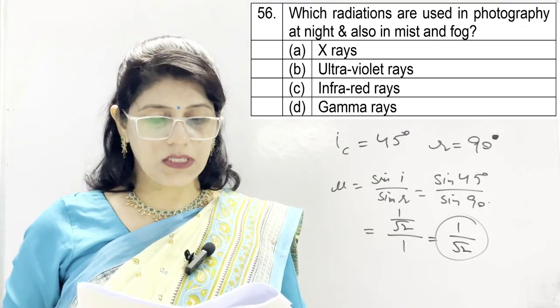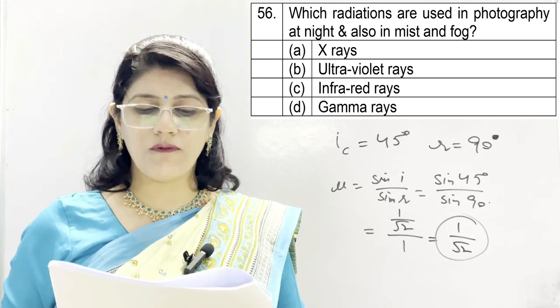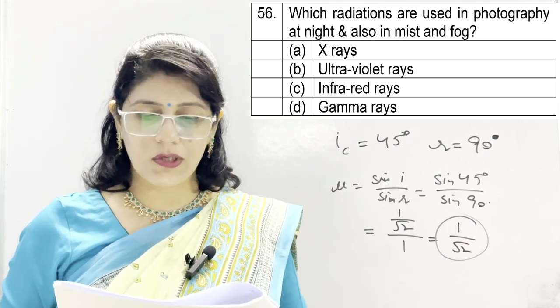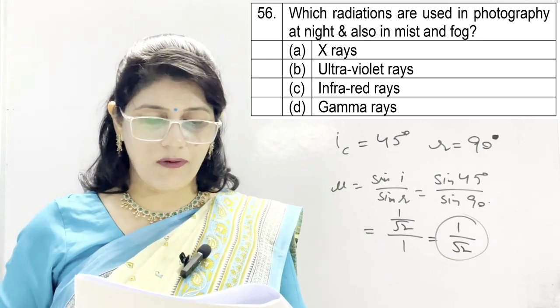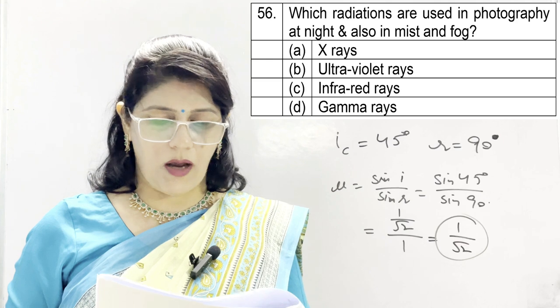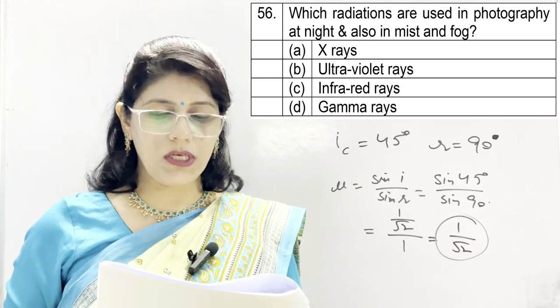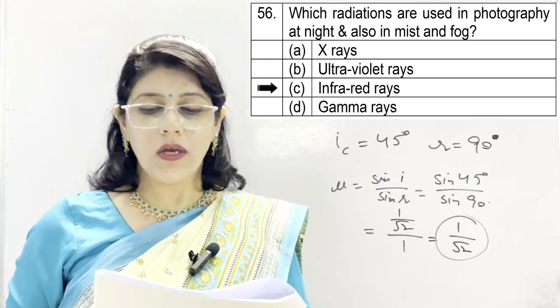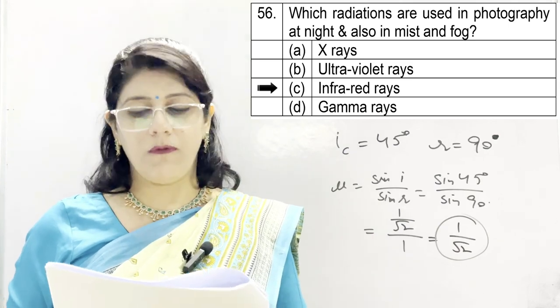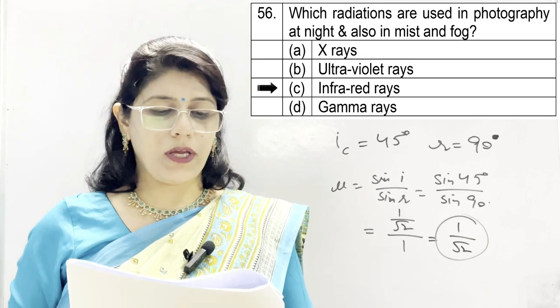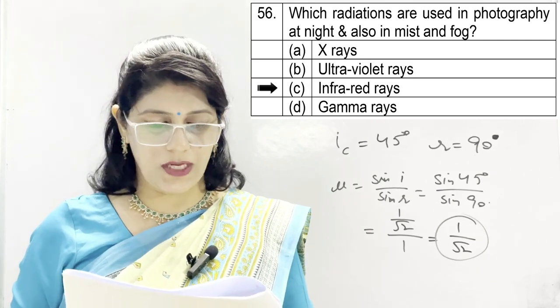In question number 56, which radiations are used in photography at night and also in mist and fog? Options given are X-rays, ultraviolet rays, infrared rays and gamma rays, and the correct option is infrared rays, because they are not much scattered, so they can penetrate appreciably even in fog and in mist. So correct option is C, infrared rays.